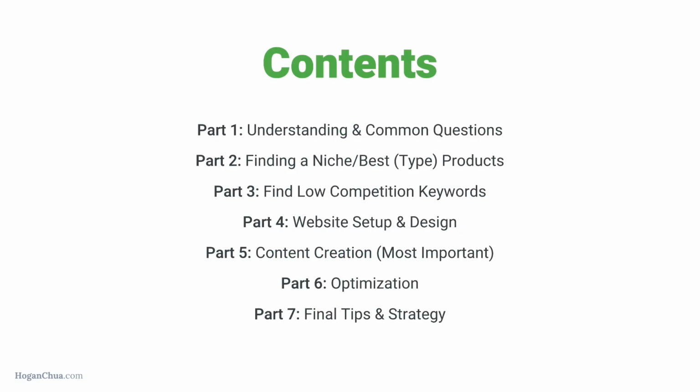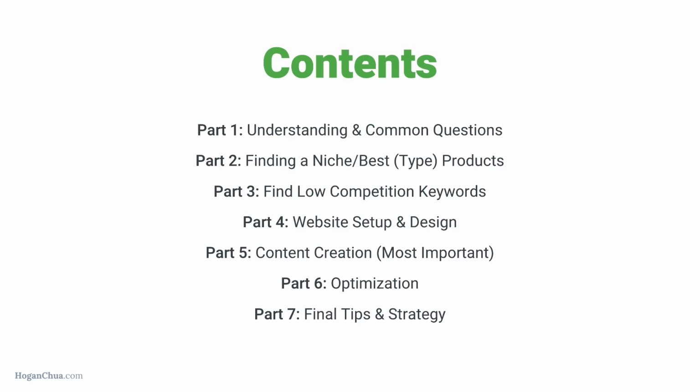Now there's a lot to cover today, so I've actually separated this tutorial into 7 different parts. So part 1, we're going to go through understanding and answer some common questions that people have. For example, what exactly is affiliate marketing? What is an affiliate marketing website? How does it all work, and how do you actually make money with it? Then I'll go through why you should actually start affiliate marketing, go through some of the pros and the cons so you can decide whether or not it's for you.